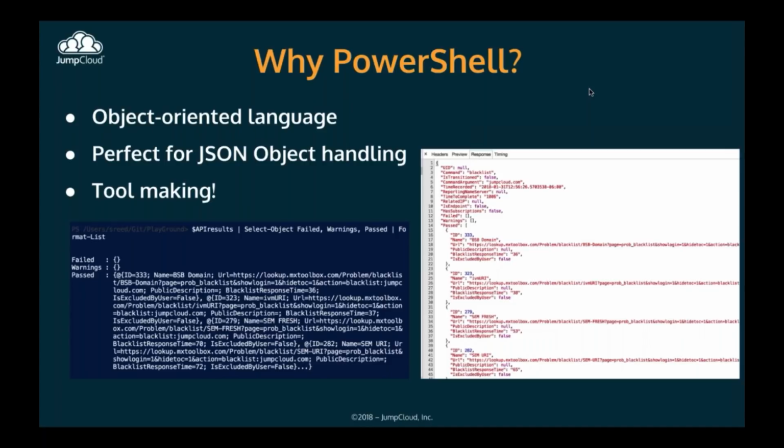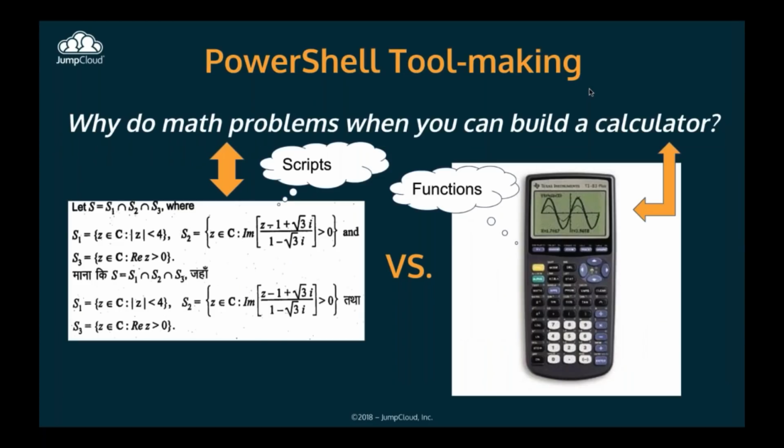Tool-making is your opportunity to make those buttons and make those tools that make that app specific to you and your organization. Looking at how we were interacting with PowerShell before, we had a script. That script was specific to those calls where we had hard-coded values like JumpCloud, and we were only looking at the blacklist endpoint. Scripts are great, but functions are better. And functions are better because they're reusable.